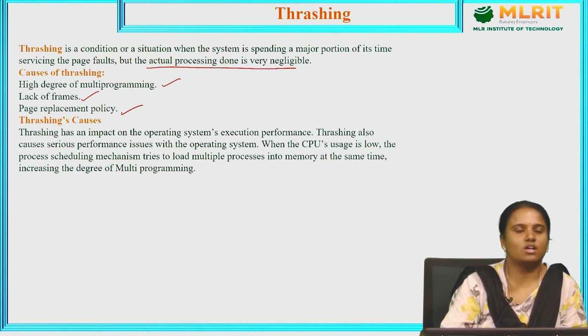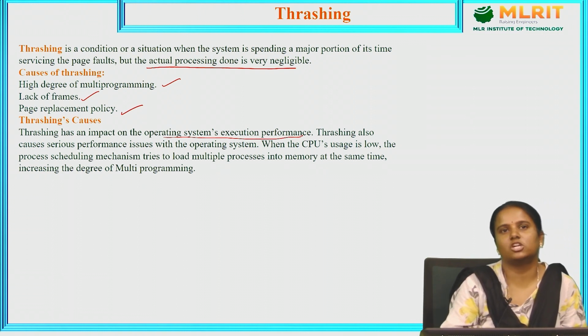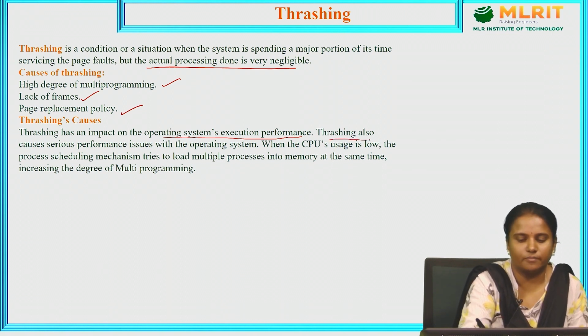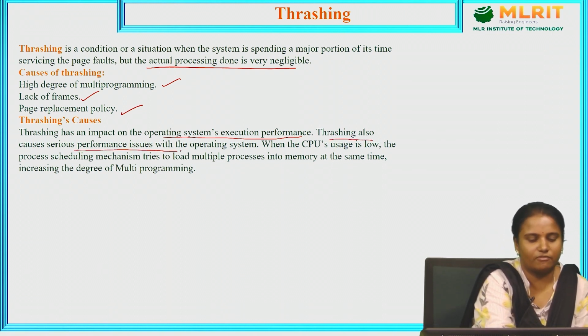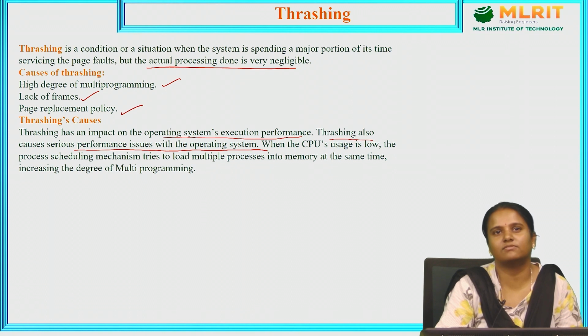Next, thrashing causes. Thrashing has an impact on the execution performance of the operating system. Thrashing also causes serious performance issues with the operating system. Why? Because whenever page replacements occur frequently, the processes cannot execute properly. So in that case, performance issues arise in the operating system.